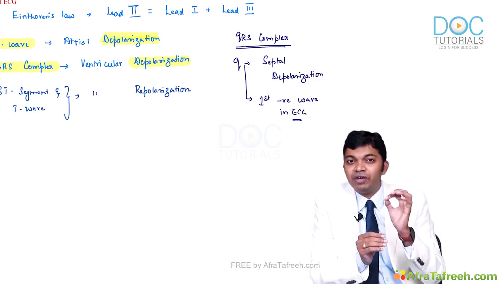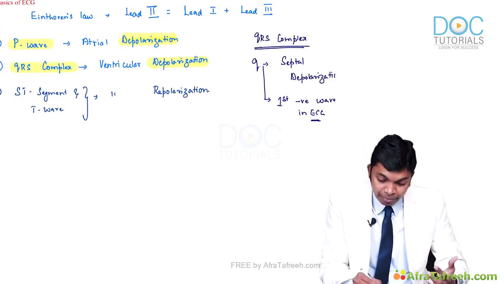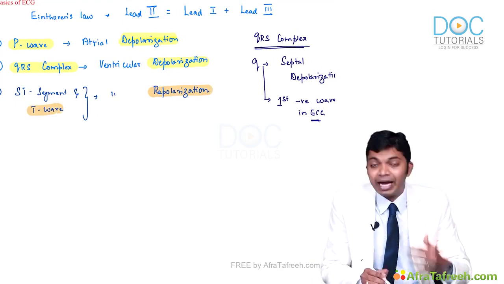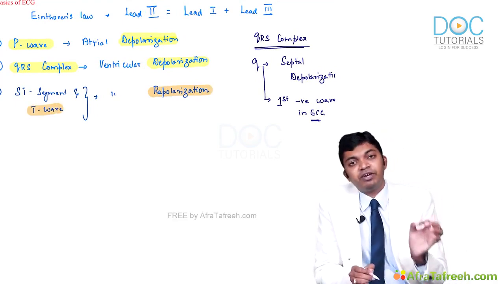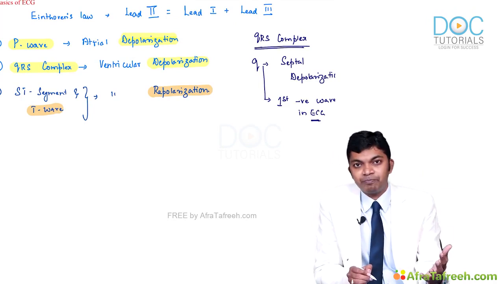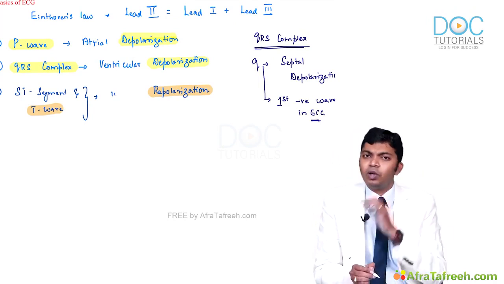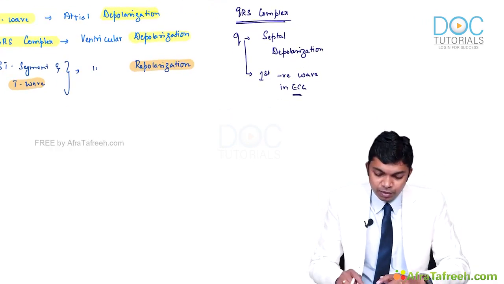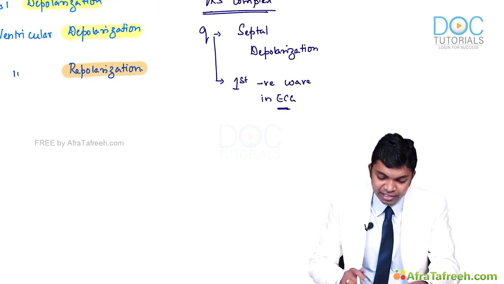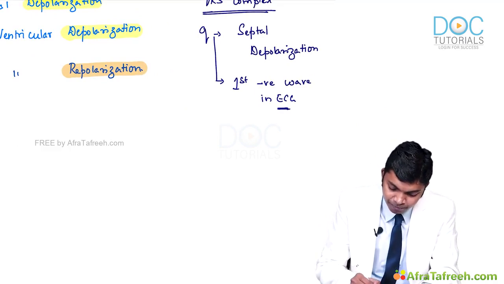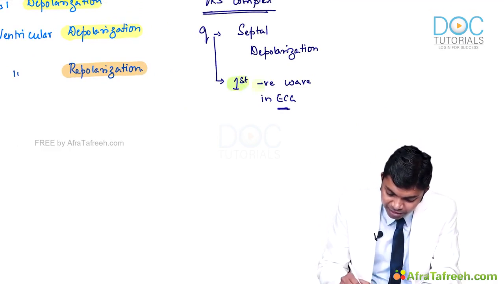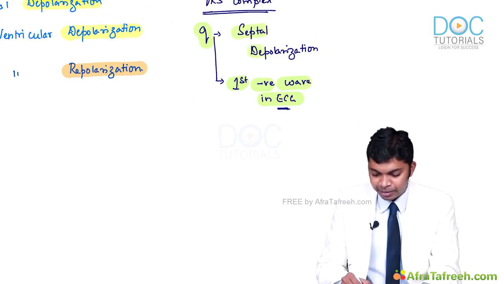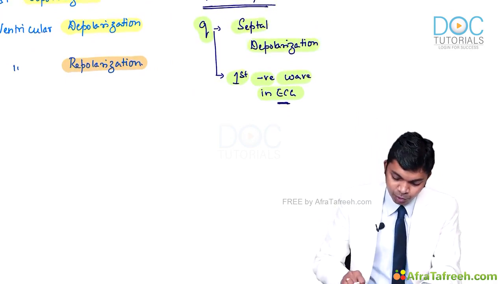T wave is a wave of repolarization which is upright. P wave is a wave of depolarization which is also upright, whereas Q wave is also a depolarization wave which is primarily downward, it is negative, isn't it? So the very first negative wave in ECG is the Q wave. This is very important. The first negative wave in ECG is the Q wave, doctors, and it indicates septal depolarization.